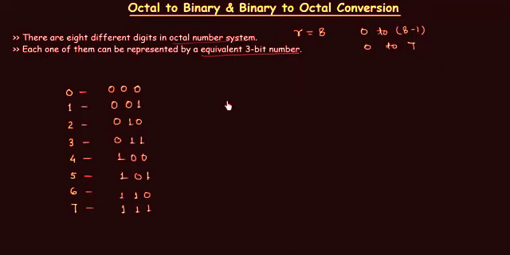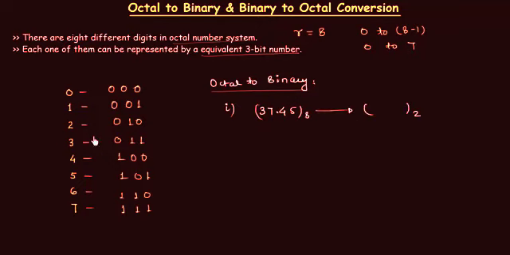This will be more clear when we solve one example. First we will see octal to binary conversion. The octal number is 37.45. This is in octal, and we want the binary equivalent of this number. From this table, we can write 3 as 011. 7 we can write 111. Now we have point here. 4 we can write 100. 5 we can write 101.